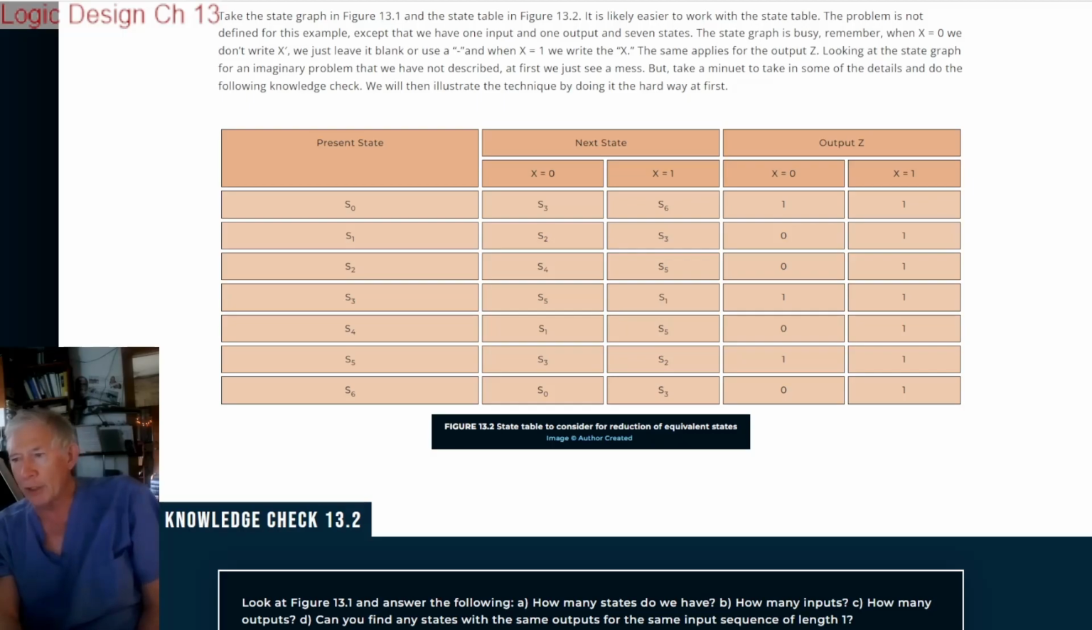S1 goes to 3. That's in the group 0, 3, 5. For 2, we're going to 5. Okay, that's in the group 0, 3, 5, so that's fine. For 4, we're going to 5, so that's in 0, 3, 5. And for 6, we're going to 3. So that would be okay for x equals 1, but for S6, it's not okay for x equals 0. That puts us in a different group.